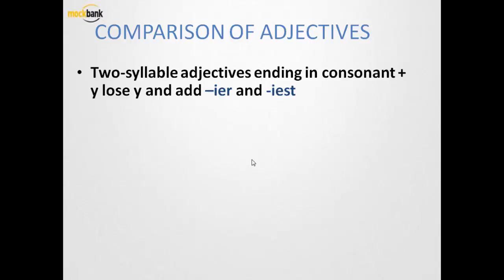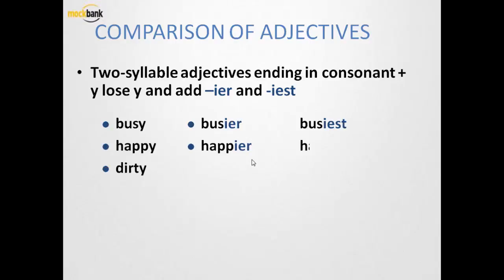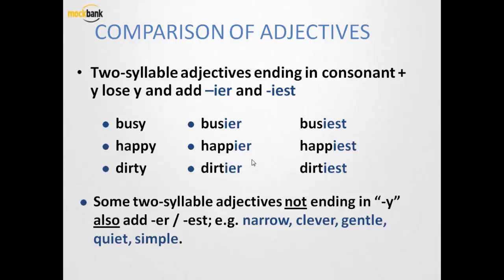Two syllable adjectives ending in consonant plus y. What we do is we drop the y and add ier or iest for their respective comparative and superlative forms. Examples could be busy, busier, busiest. If you see, busy ends with y, so what I have done is I have dropped y and added ier for its comparative form and iest for its superlative form.